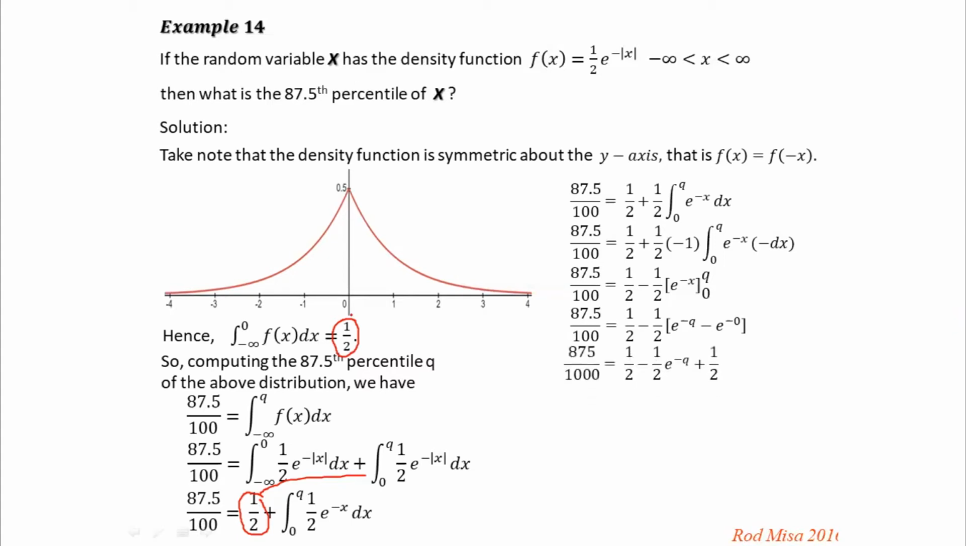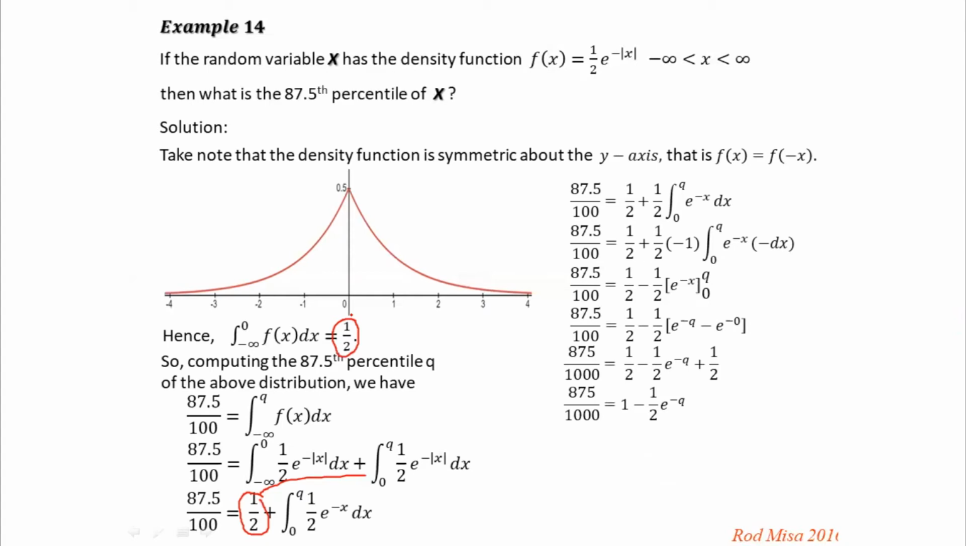So 1/2 minus 1/2 of e to the power negative q plus 1/2, because e to the power 0 is 1, and distributing -1/2, we have positive 1/2. So adding the two 1/2s there, we have the sum of 1. And this will be subtracted by 1/2 of e to the power -q. But 87.5 over 100 can be written as 875 over 1000 by multiplying the numerator and the denominator by 10.